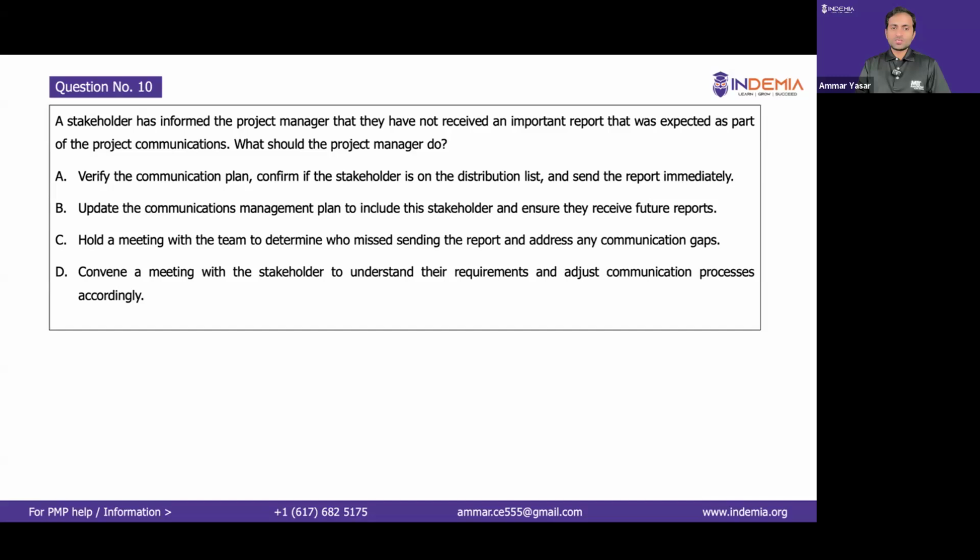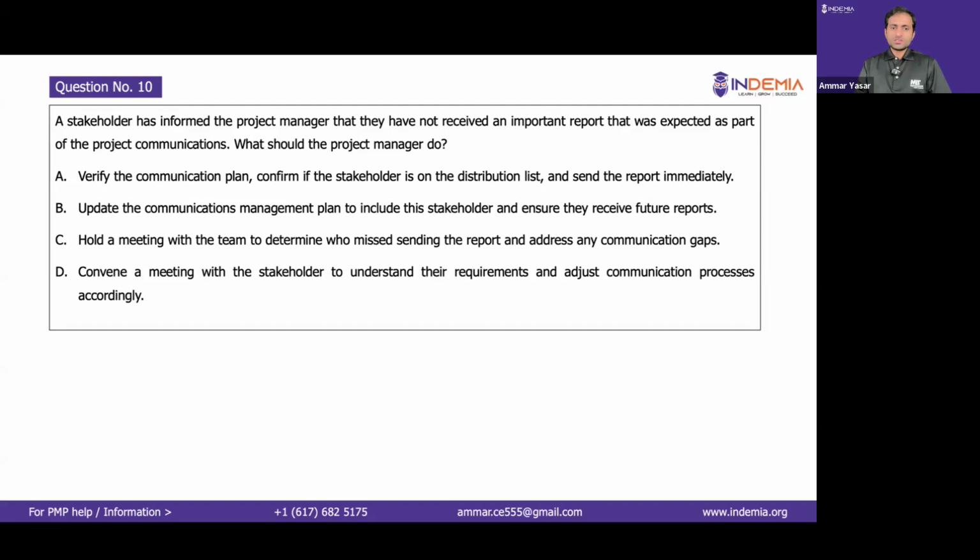Option C, hold a meeting with the team to determine who missed sending the report. That we can do at later stages. First, we need to handle the problem: somebody has not received information, so we need to send the information to them. So yes, you can do that later.